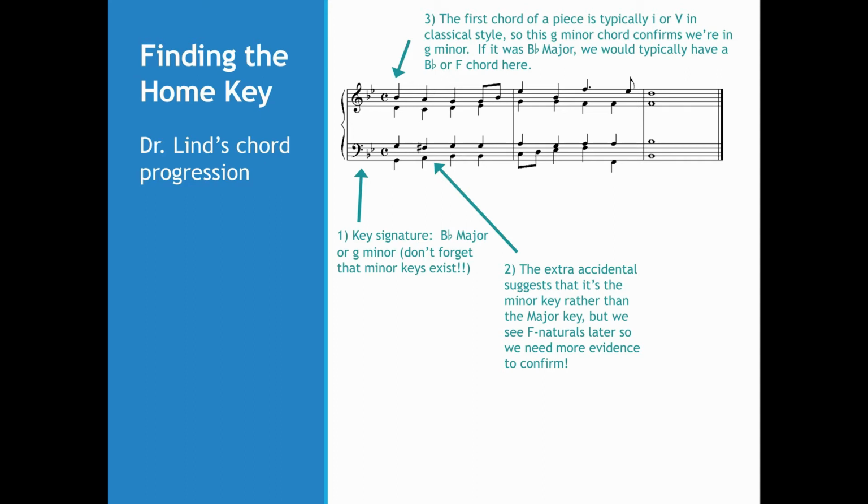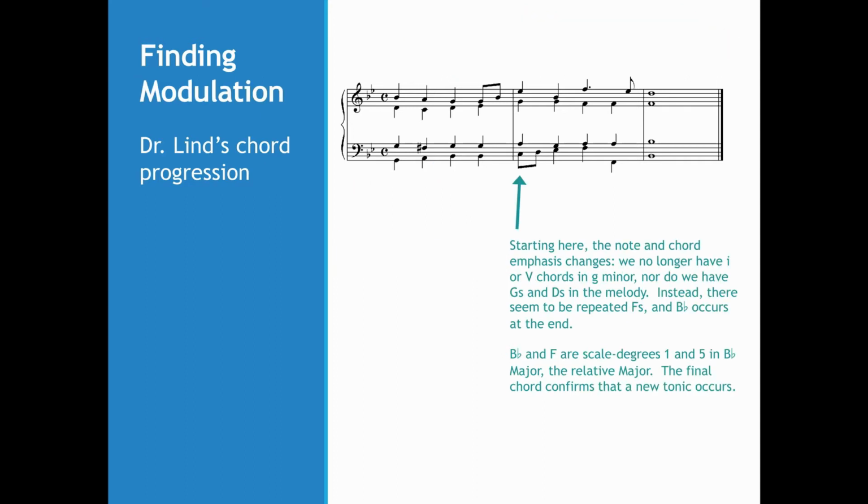So we notice something changes in bar 2 in this example. Starting here, the note and chord emphasis changes. We no longer have 1 or 5 chords in G minor. In other words, we're not seeing G chords or D chords. And we don't really have G's or D's in the melody either. You can see we've got E flat, B flat, F, and then moving down to D. But there seems to instead be repeated Fs, particularly we can see that in the bass and in our melody. And we can see that B flat occurs in 2 voices in our last bar.